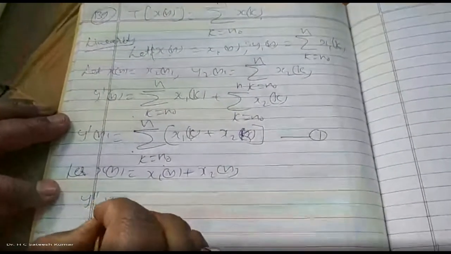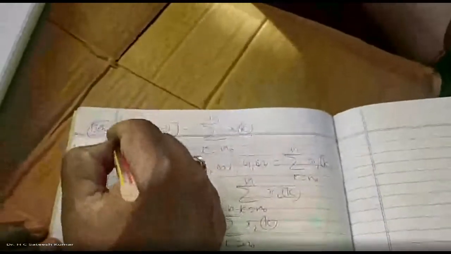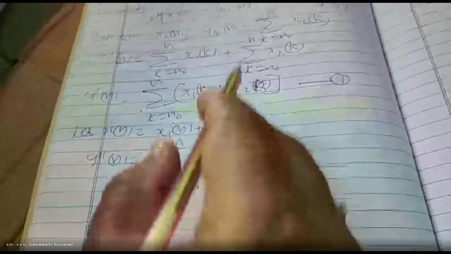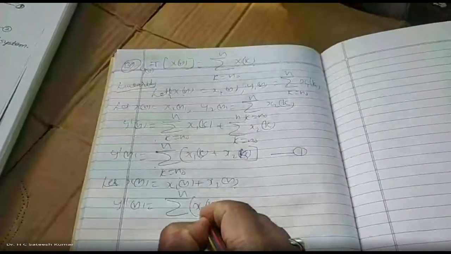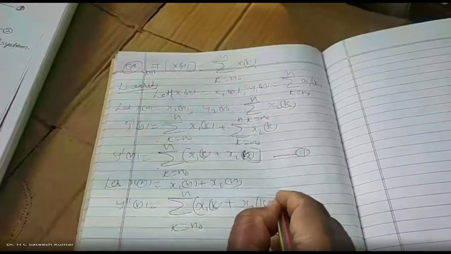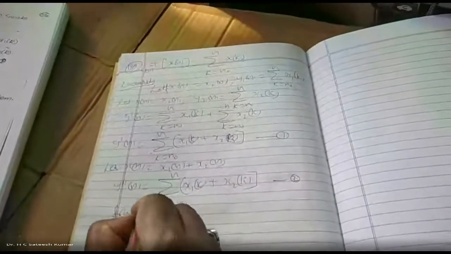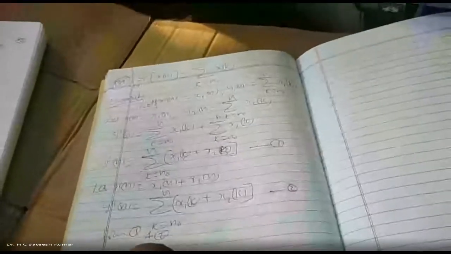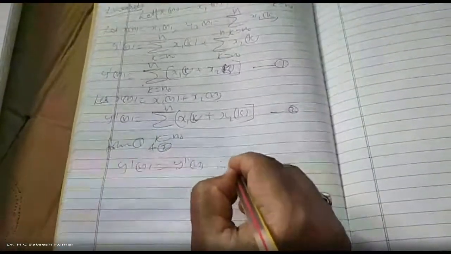Then y double dash of n is equal to summation k varies from n0 to n. When x of n is replaced by x1 of n plus x2 of n, then x of k is replaced by x1 of k plus x2 of k. Call this equation 2. From 1 and 2, y dash of n is equal to y double dash of n. Therefore, the system is linear.